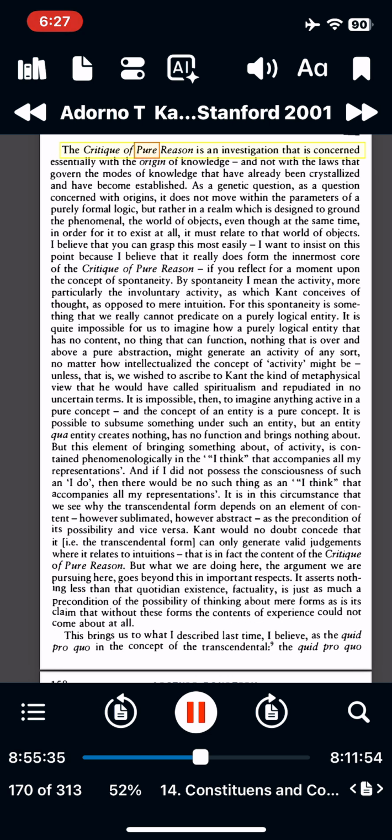The Critique of Pure Reason is an investigation that is concerned essentially with the origin of knowledge, and not with the laws that govern the modes of knowledge that have already been crystallized and have become established. As a genetic question, as a question concerned with origins, it does not move within the parameters of a purely formal logic, but rather in a realm which is designed to ground the phenomenal, the world of objects, even though at the same time, in order for it to exist at all, it must relate to that world of objects.